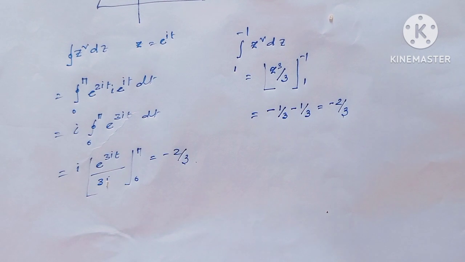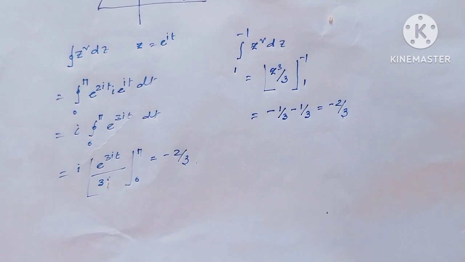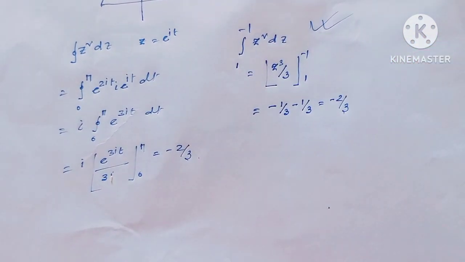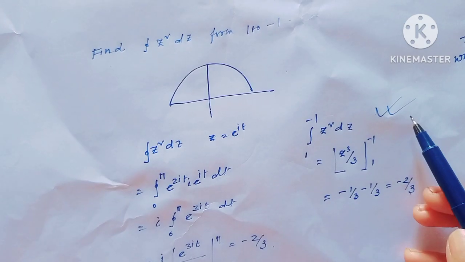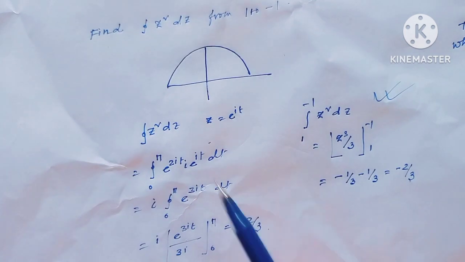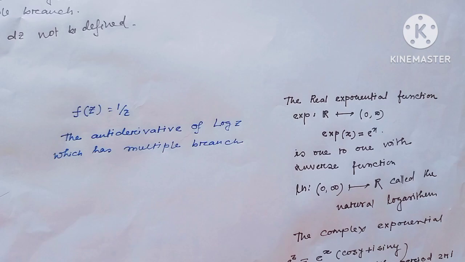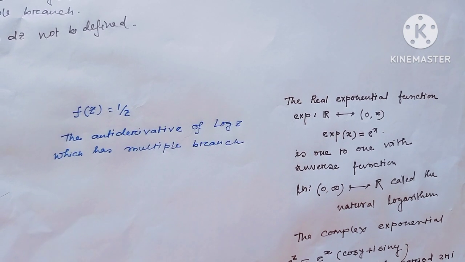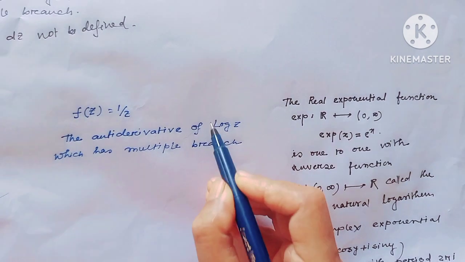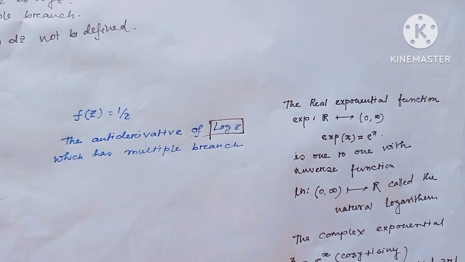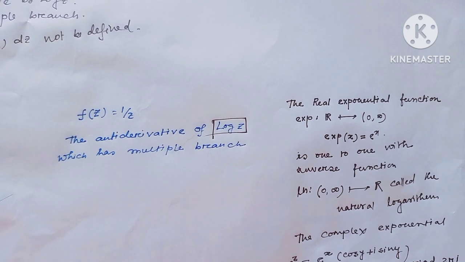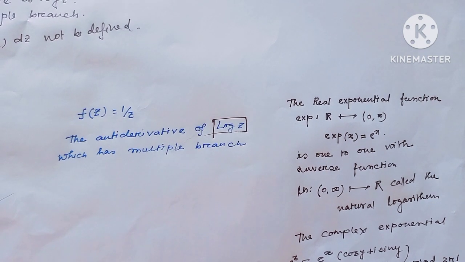I hope all my viewers have understood the method of antiderivative. If a function has an antiderivative, this is an easier method than Cauchy's integral. Now I will say f(z) equal to 1 over z. We all know the antiderivative of 1 over z is log z. But in the complex plane, log z has multiple branches.